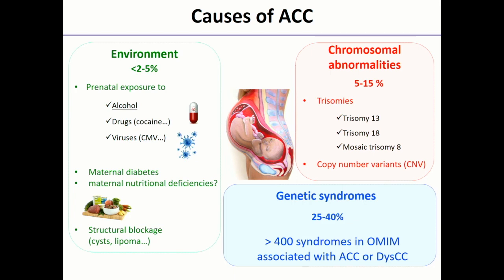I've said that already, but there are many different Mendelian conditions that are associated with agenesis of the corpus callosum and represent around 25–40%. If you look in OMIM, there are more than 400 syndromes that are associated with malformation of the corpus callosum. But in almost all cases, this corresponds to what I would call complex agenesis of the corpus callosum, meaning that there are other brain malformations or malformations of other organs, or an intellectual disability syndrome.